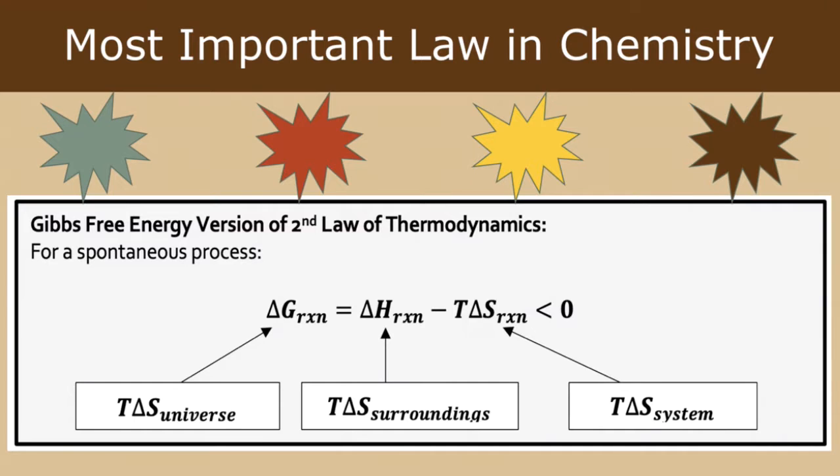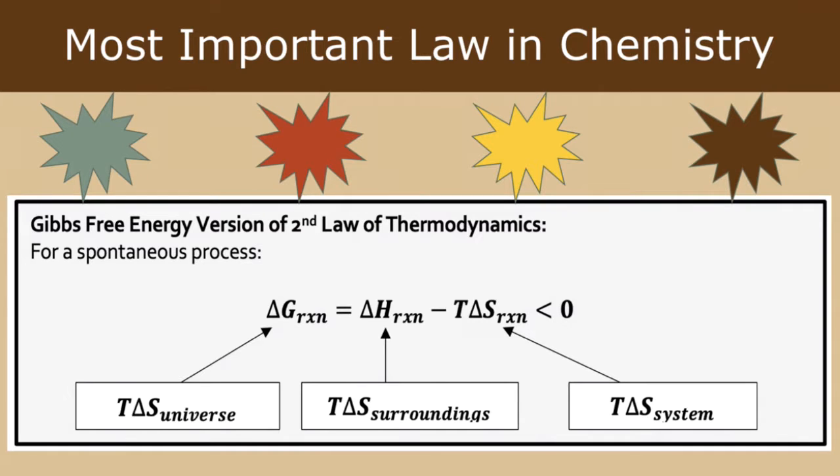This is the most important law in chemistry, from my opinion. This is called the Gibbs free energy version of the second law of thermodynamics. And let's look at it again. Delta G reaction equals delta H reaction minus T delta S reaction, and for that to be spontaneous, that amount has to be less than 0.